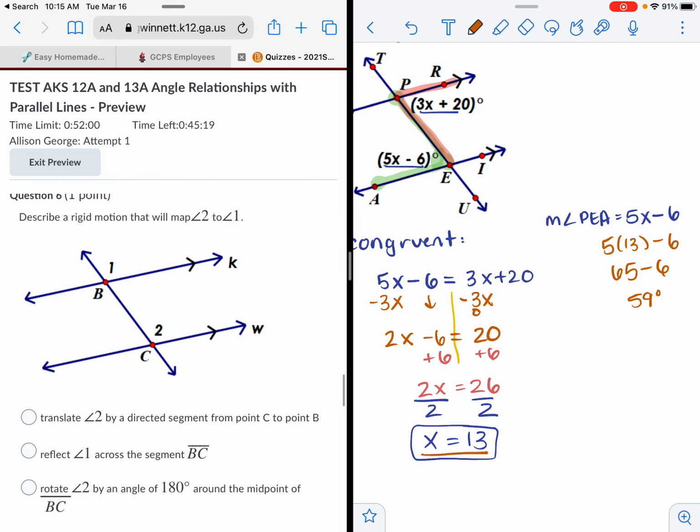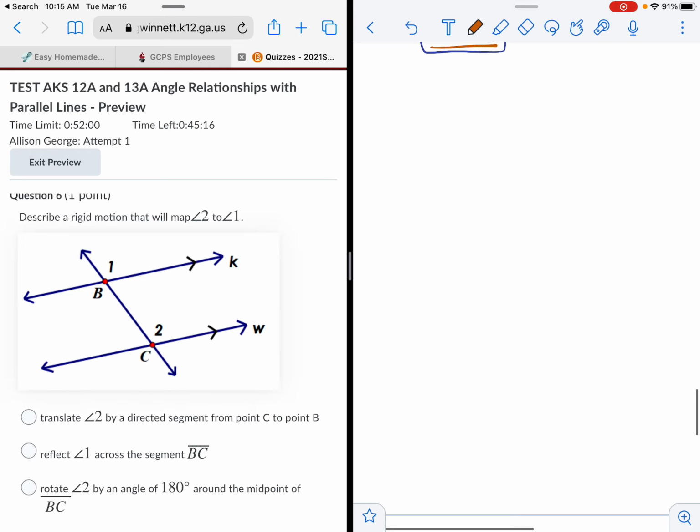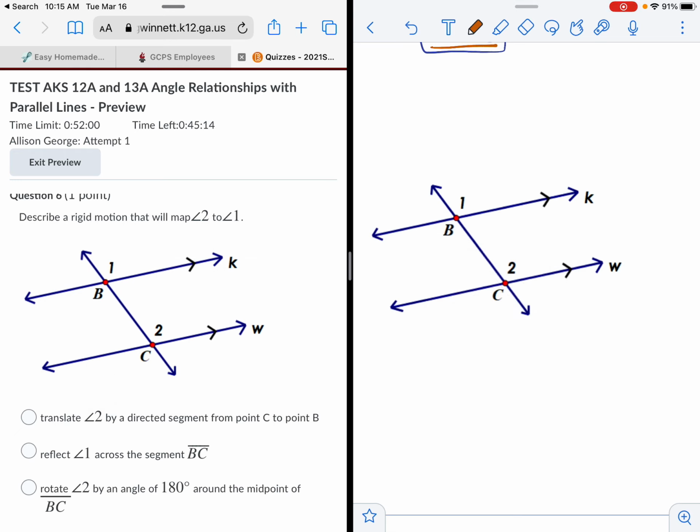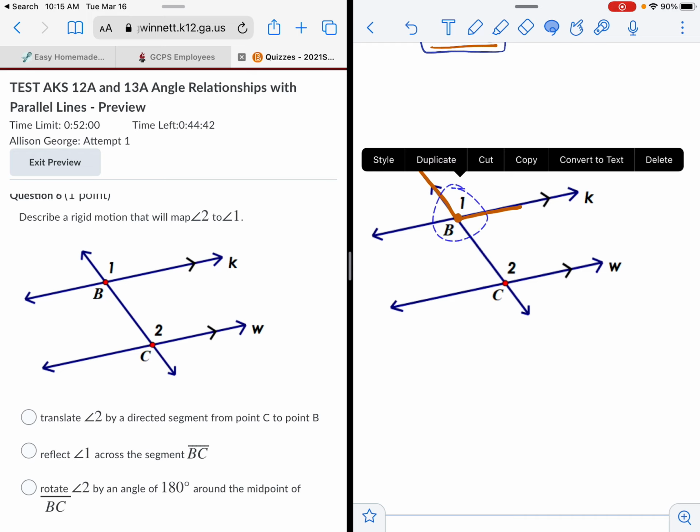All right, question 6. Describe a rigid motion, so one of the transformations, that would map angle 2 to angle 1. So here I'm going to trace angle 2. And now I'm going to move it. What type of transformation would it be? Do I need to reflect it? Do I need to rotate it? Or can I just translate it? Well, as I try, I'd start by trying translate to move 2 up to 1. As you see, all I have to do is translate it up and it lands right on angle 1.